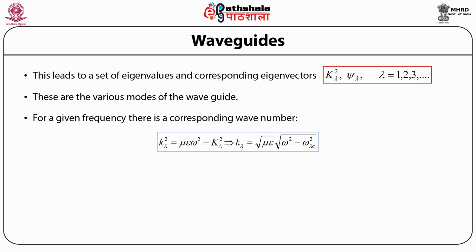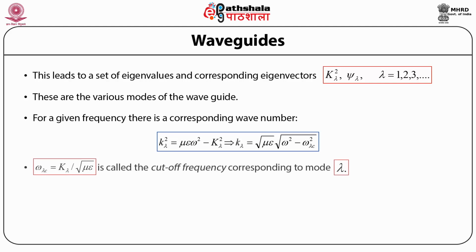It follows that small k subscript lambda is equal to under root of mu epsilon, times under root of omega square minus omega subscript lambda c square, where omega subscript lambda c is equal to capital K subscript lambda by under root mu epsilon, and this is called the cutoff frequency corresponding to the particular mode having wavelength lambda.